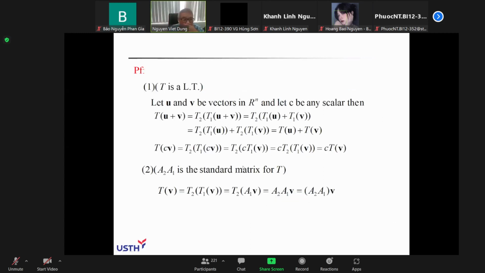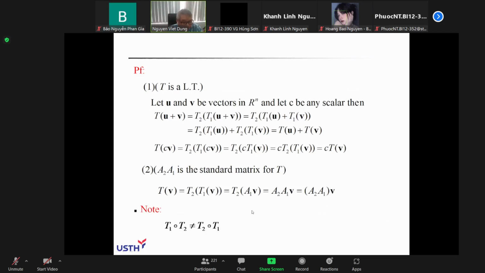And here is some explanation for you why that is a linear transformation. And again, in order to verify a mapping to be a linear transformation, you need only to verify two properties: T of U plus V equals T of U plus T of V, and T of CV equals C times T of V. And then you can verify the standard matrix for the composition. Everything is written already in the slide on the Buddha. You need to read it by yourself.